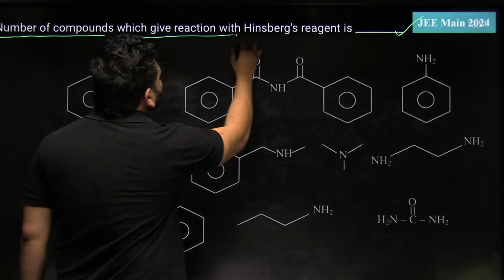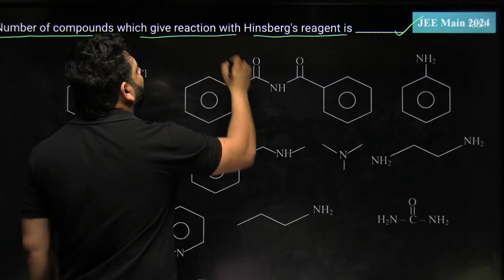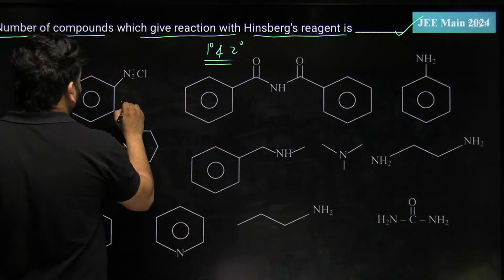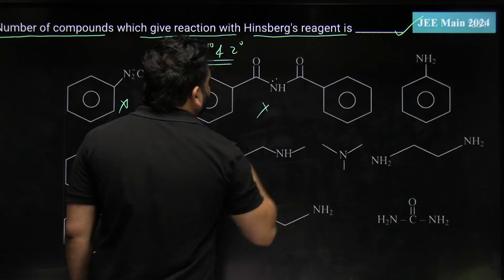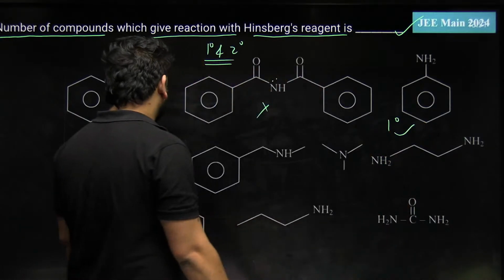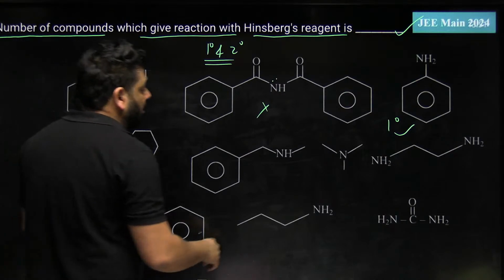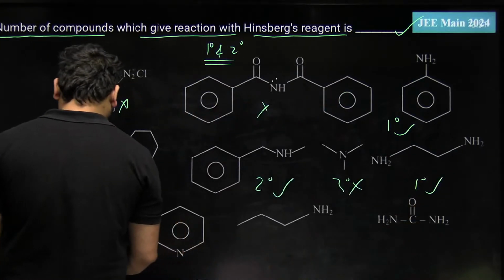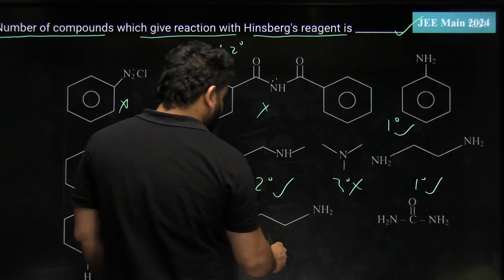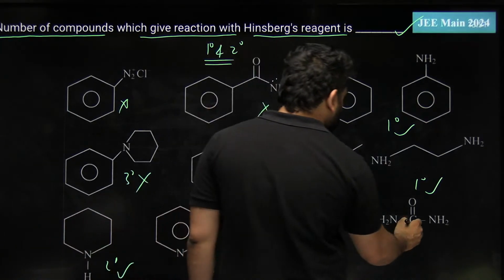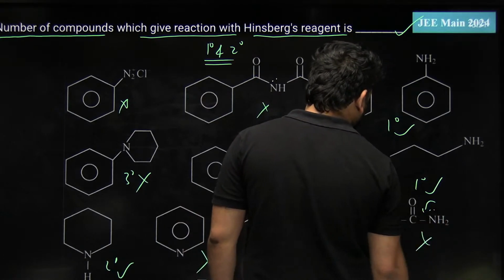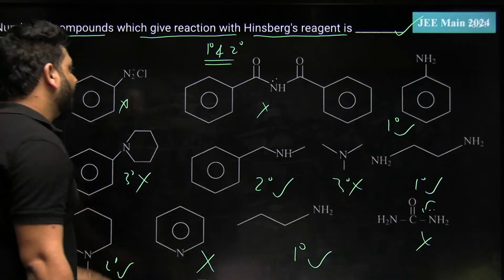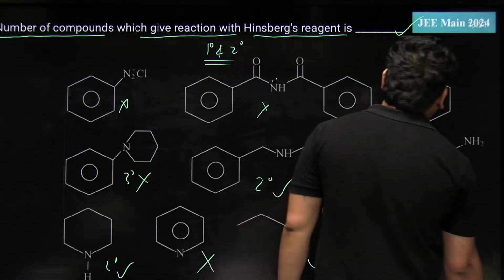The number of compounds which will give a reaction with Hinsberg reagent. We all know that 1 degree and 2 degree amines can give this test. So where can you find 1 degree and 2 degree? This is azo. This is amide. This is 1 degree aromatic. This is 3 degree. This is 2 degree. This is 1 degree. And this is also amide. So the correct answer should be what? 1, 2, 3, 4, 5. I think 5 should be the correct answer. Can we check? 5 is the correct answer.